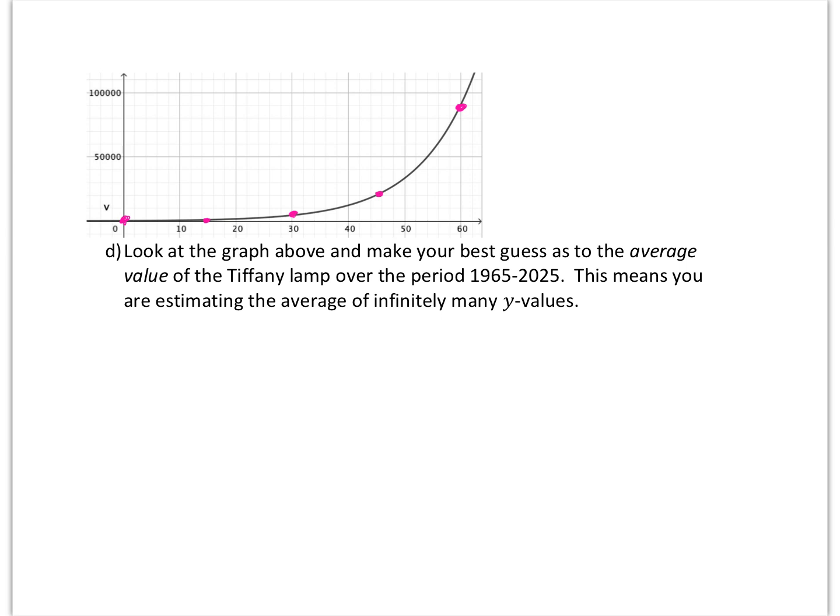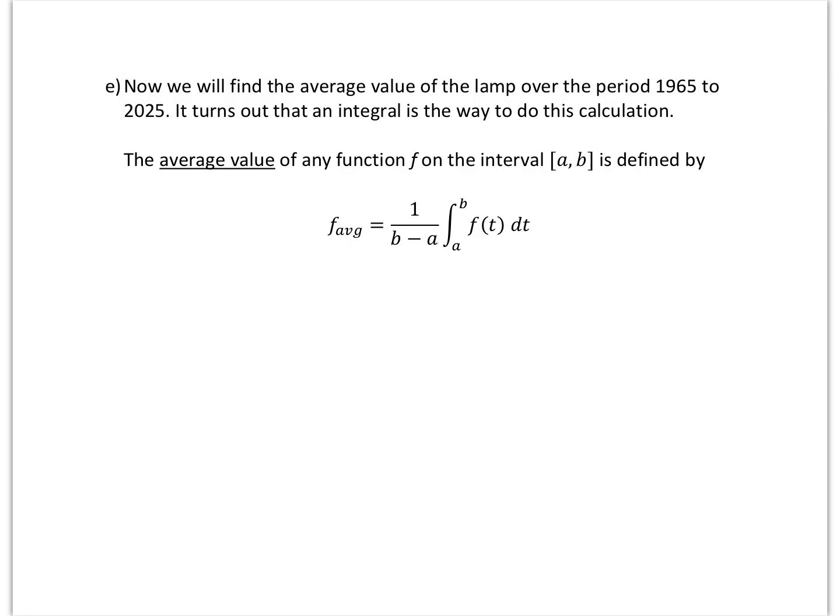When I did the 5 points, I got about 23,000. So like here is my average value. I think that's probably a pretty good guess. I think maybe it's just a teeny bit lower. My guess, maybe approximately 20,000. So we're going to find the average value of the lamp over the period 1965 to 2025.